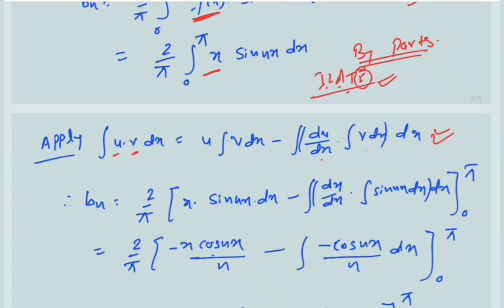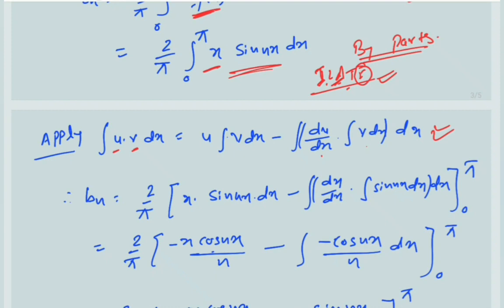Okay, so the first function is u. So u should be an inverse function first. If it is not, then logarithmic. If again it is not, then algebraic. Here x is an algebraic function, so u should be algebraic, that is x. So you put this in the expression of this integral.